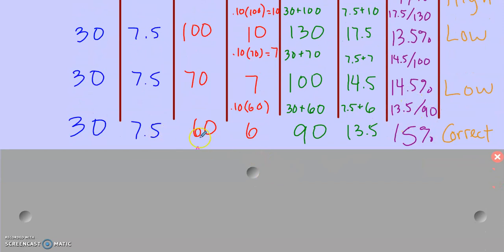And hey, look at that. When I guess 60, 10% of 60 is 6. And then add together the mixture, this 60 gallons of mixture with this 30 gallons of mixture to get 90 gallons of mixture. 6 gallons of chocolate plus 7.5 gallons of chocolate to get a total of 13.5 gallons of chocolate. And 13.5 out of 90 is exactly 15%. So I have finally nailed the correct answer.